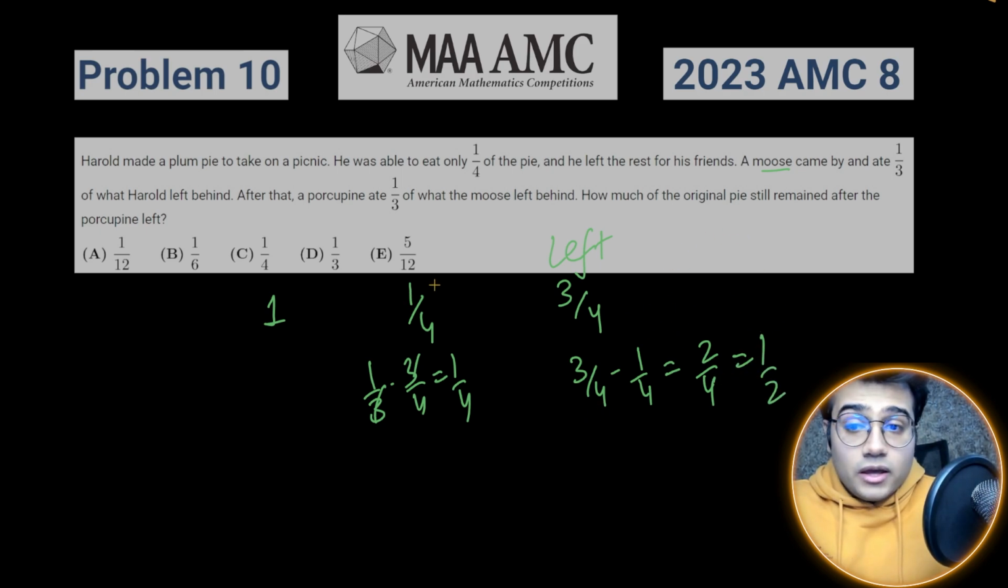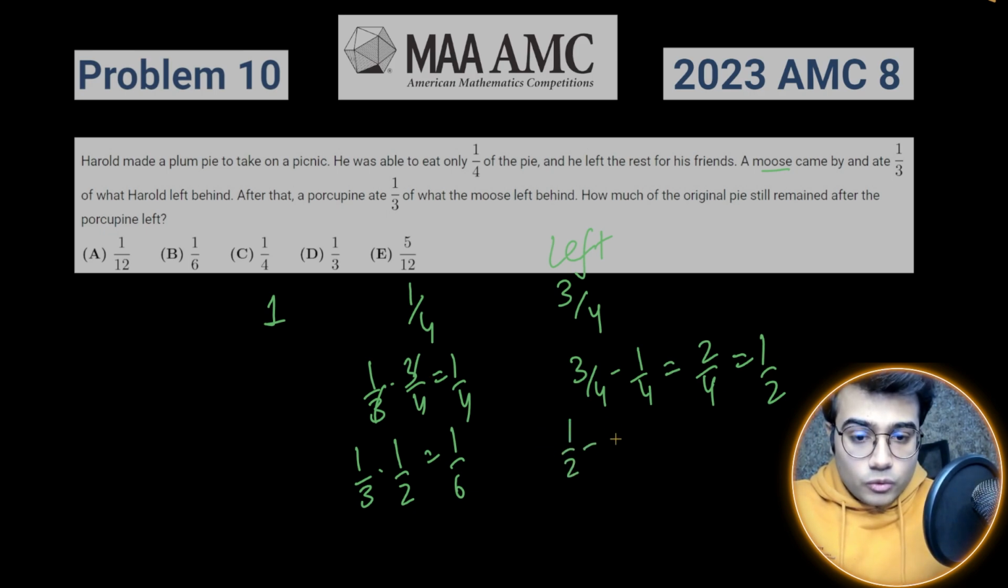Okay, now after that a porcupine comes by and eats 1/3 of what was left behind. So 1/3 of 1/2 is going to be 1/6. That's what the porcupine ate. Now how much is left behind after that? Well, 1/2 was left before. We subtract the 1/6 and what do we get? So we can make them the same denominator. It's going to be 3/6 minus 1/6. That's 2/6, which is 1/3. So the answer is D.